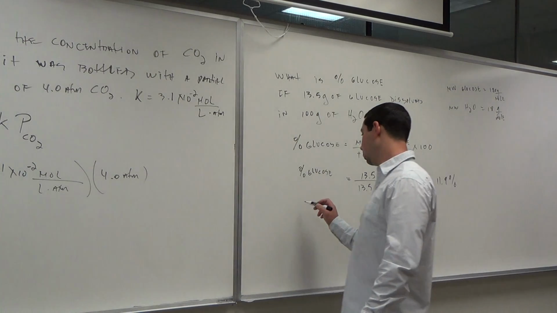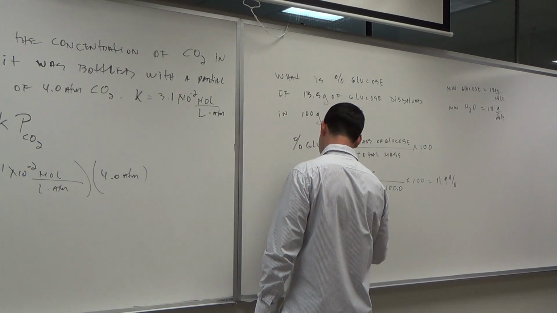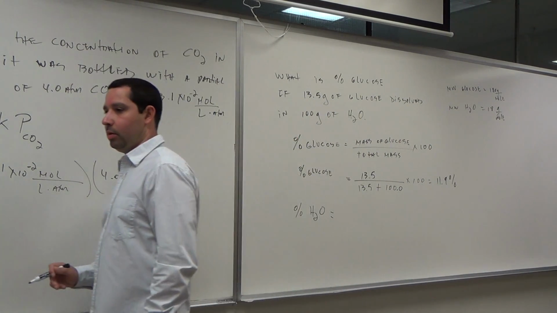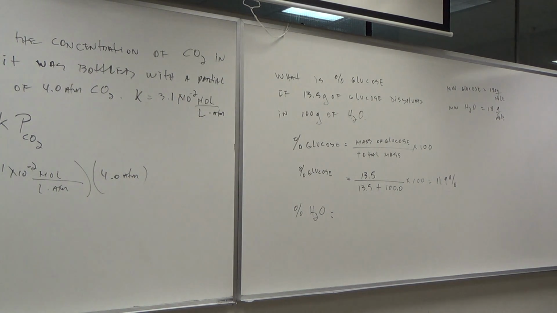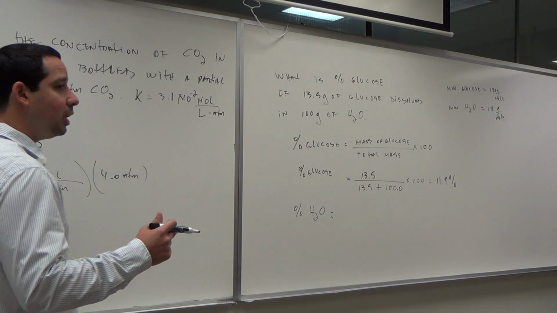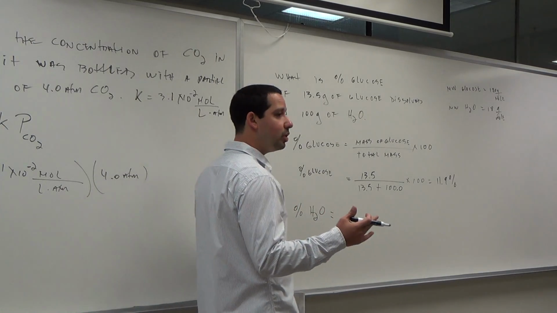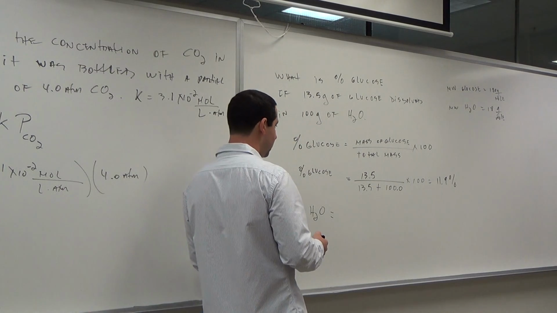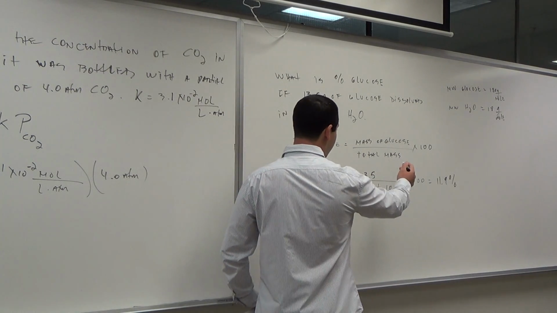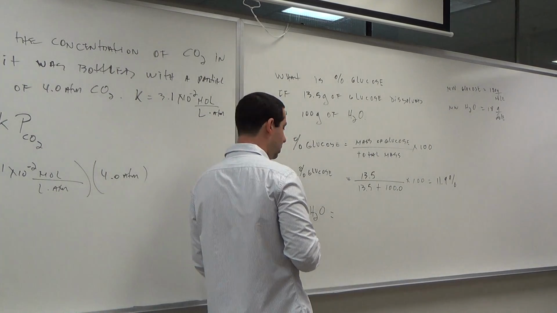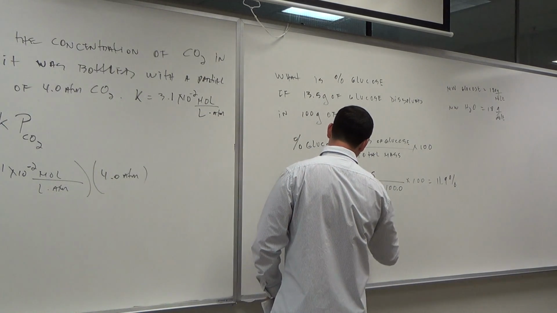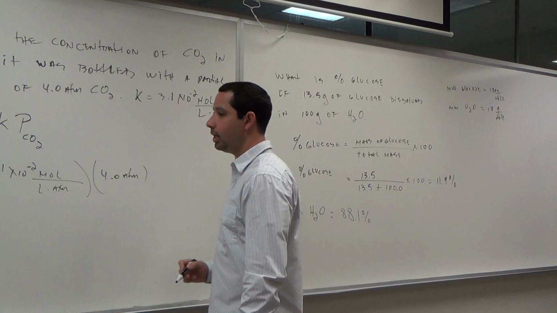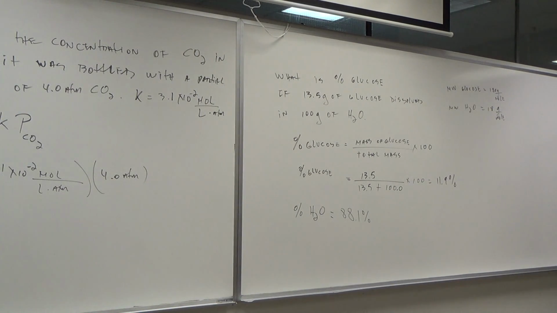That is the percent glucose. What's the percent water? Times by 100. The percent water is 100 divided by 13.5 plus 100, yes? Or you notice that this solution has how many components? It has 2, so they must add up to what number? 100. So the percent water is 100 minus this. So percent water is 88.1 because this is a 2-component solution.